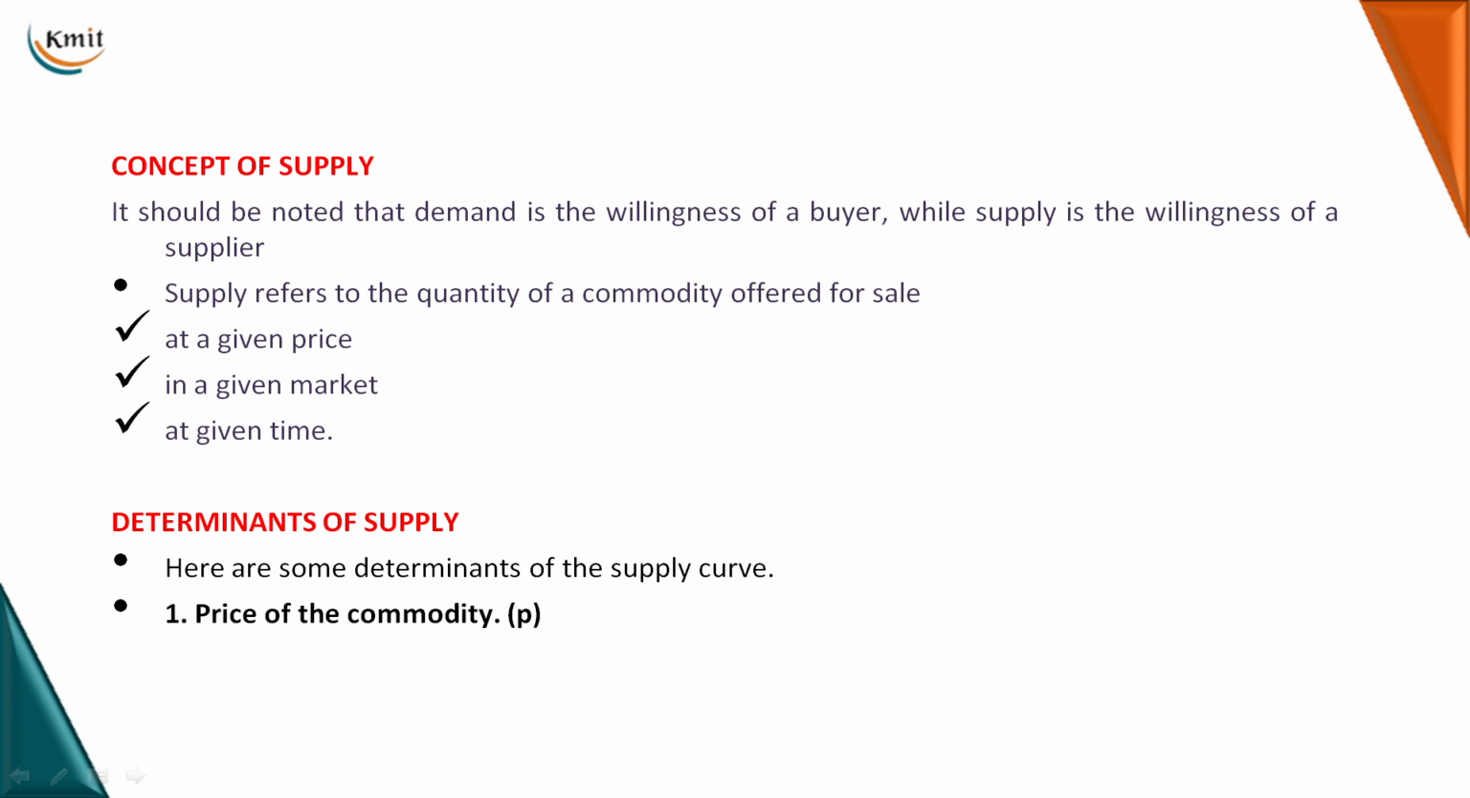Concepts of supply. It should be noted that demand is the willingness of a buyer, whereas supply is the willingness of a supplier. Supply refers to the quantity of the commodity offered for sale at a given price, in a given market and at a given time. These are the main elements of supply.